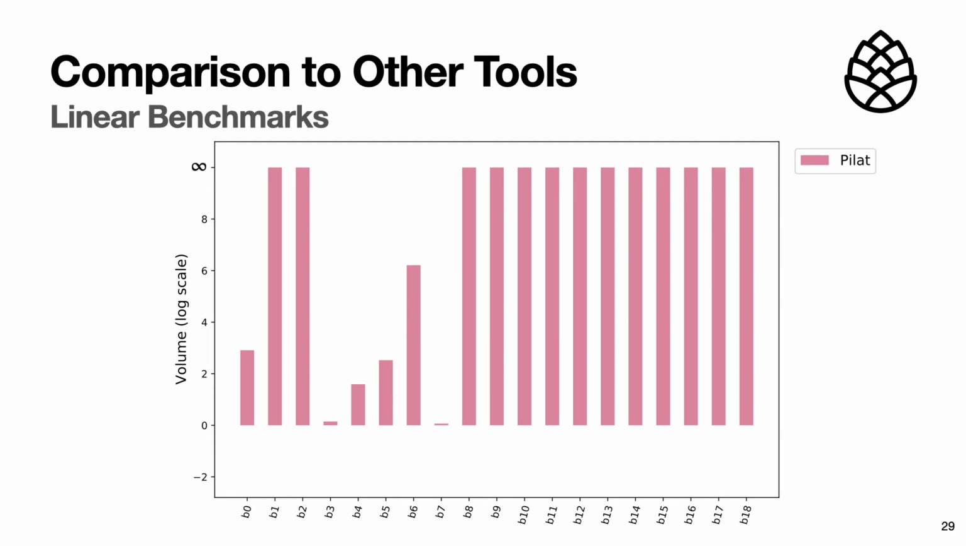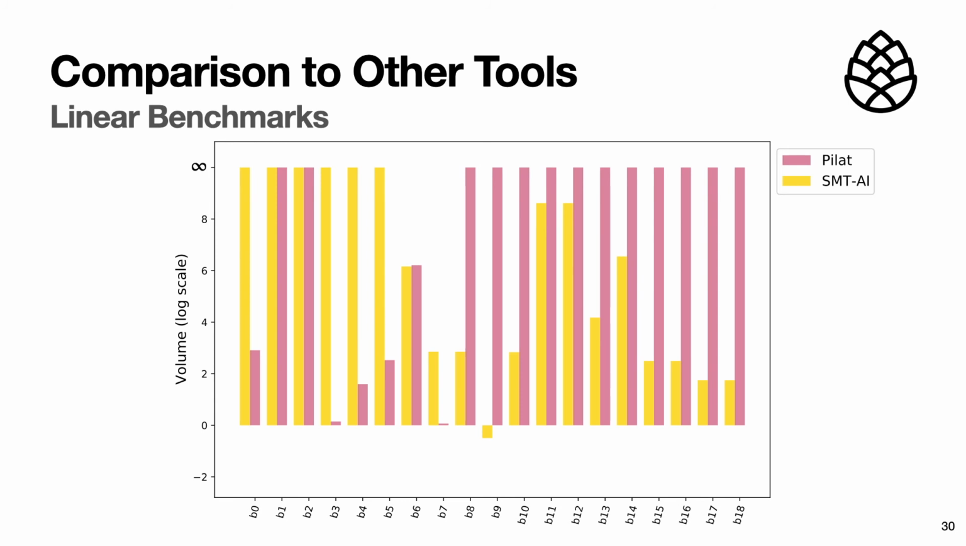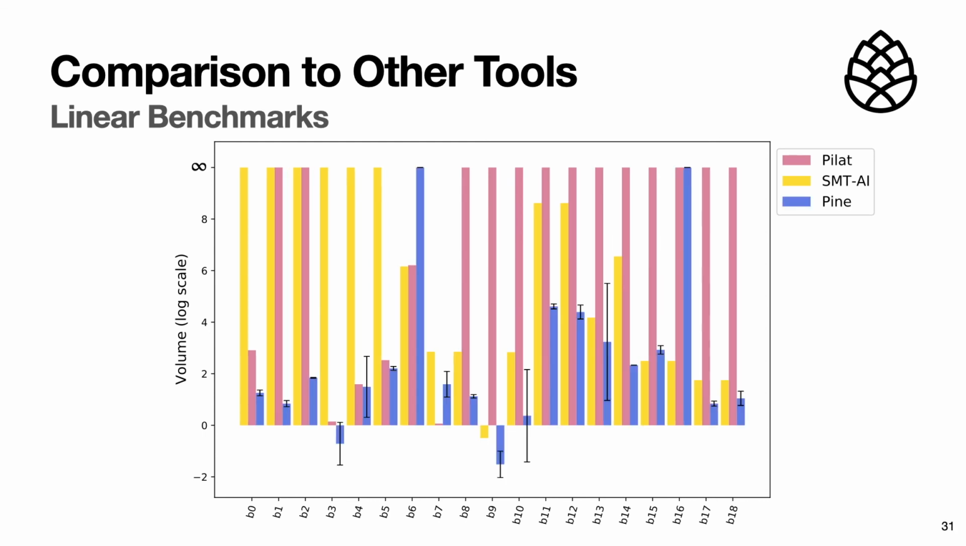When we ran PLAT on our benchmarks, we noticed that for many of them, it was not able to return any invariant, and here these benchmarks are shown with a volume of infinity. Then we compared with the results of SMT-AI, where unfortunately we were not able to install the tool, so we computed the volumes of the invariants that are presented by the authors of the paper. As you can see, SMT-AI is doing a bit better. Compared to these two tools, Pine is able to synthesize much tighter invariants.